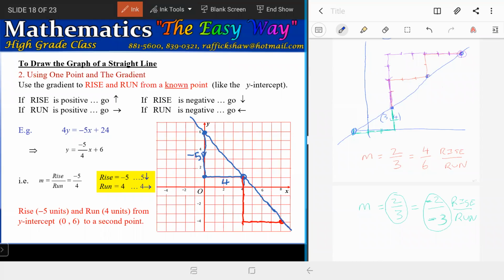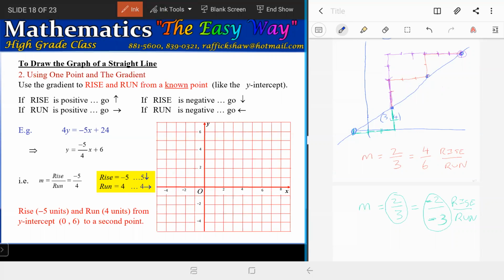That's it. So I can draw the line easily. Rise and run. So that's a -5. Come down 5. And I went across 4. Run 4. Easy. And this just needs practice, guys. Alright? Well, let me show how it is done on the slide.